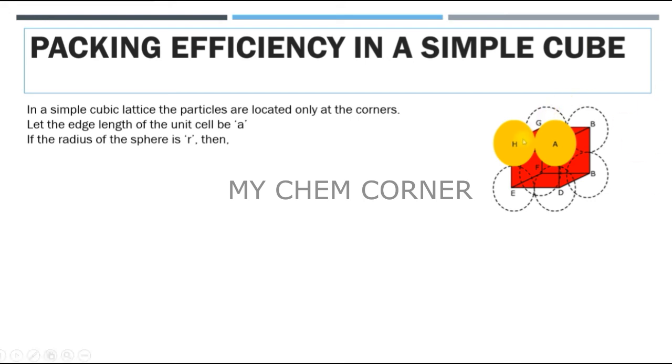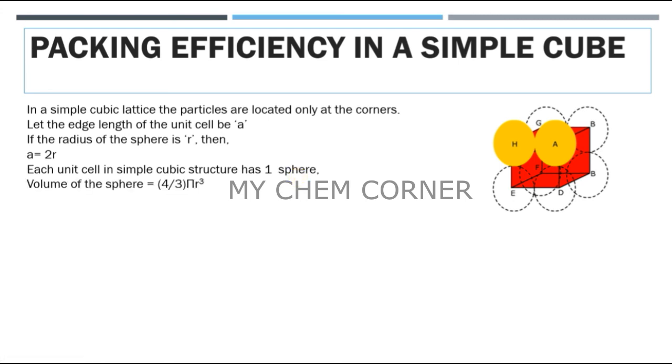On one particular edge, if you see how many radii there are, from this sphere we have 1 radius, from this sphere we have 1 radius, completing an entire edge length. So in this case, A is equal to 2R. We have only 2 radii. Now, when you calculated the number of atoms per unit cell for a simple cube, we calculated there was only 1 sphere that actually belonged to itself. So each unit cell in a simple cubic structure has only 1 sphere. Therefore, the volume of that 1 sphere is going to be 1 into 4 by 3 pi r cube.